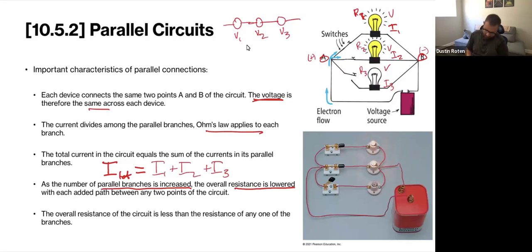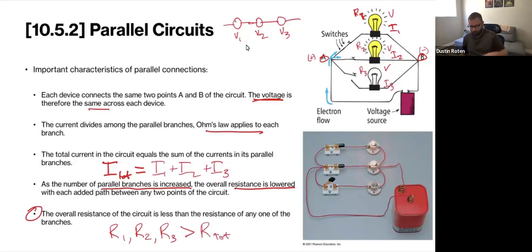But this is a bit of a counterintuitive point here. Let's think about it this way. We have R1, R2, R3, three different resistances. And what's crazy is the total resistance is less than all three of these, right? So whatever R1 is, our total is going to be less. Whatever R2 is, our total is going to be less. Whatever R3 is, our total is going to be less. So it is very strange.